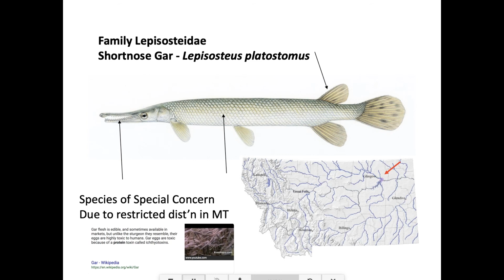They are native, listed as a species of special concern. They're in the lower Missouri River below Fort Peck Dam. They have an abbreviated heterocercal caudal fin because of this section right here. They have hard, non-overlapping ganoid scales and a tubular, elongated snout with many small teeth that are very arrow-like. They also have this arrow-like shape for ambushing prey.